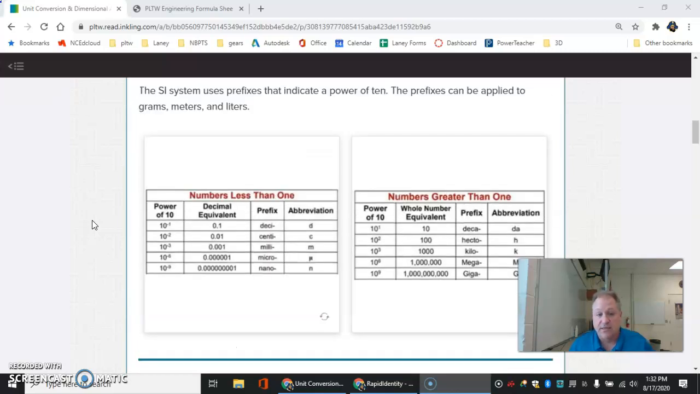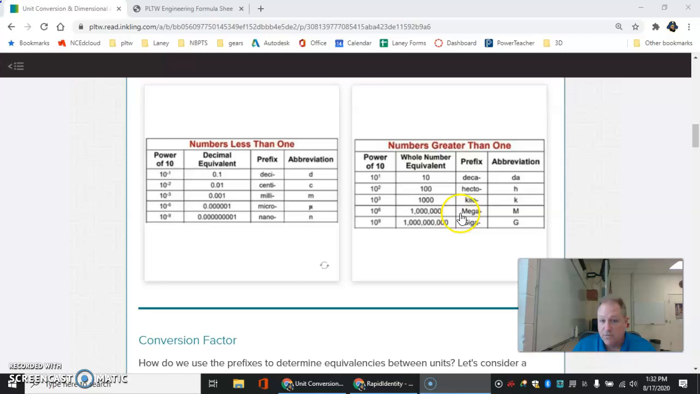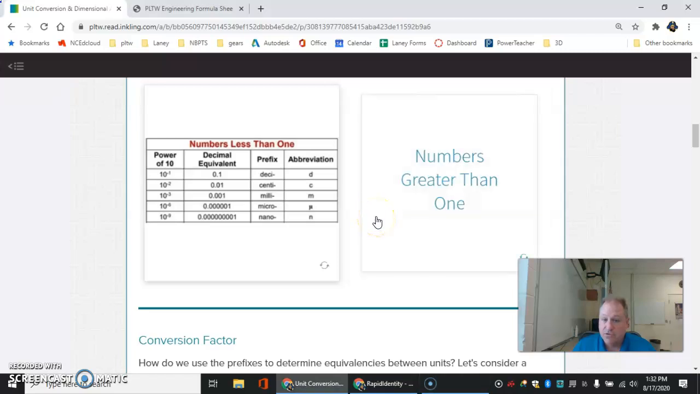Okay, we're just going to stick to length to keep it simple. But a meter is approximately 3 feet or approximately 1 yard. But if we were going to measure something like the distance that we drive a car, meter would be too small of a unit. So we could use something larger, like a kilometer. So over here on the right, for numbers greater than one, a kilometer is 1,000 meters, and it goes up by powers of 10, by a factor of 10 to the third power. Okay, so those are for numbers greater than one.